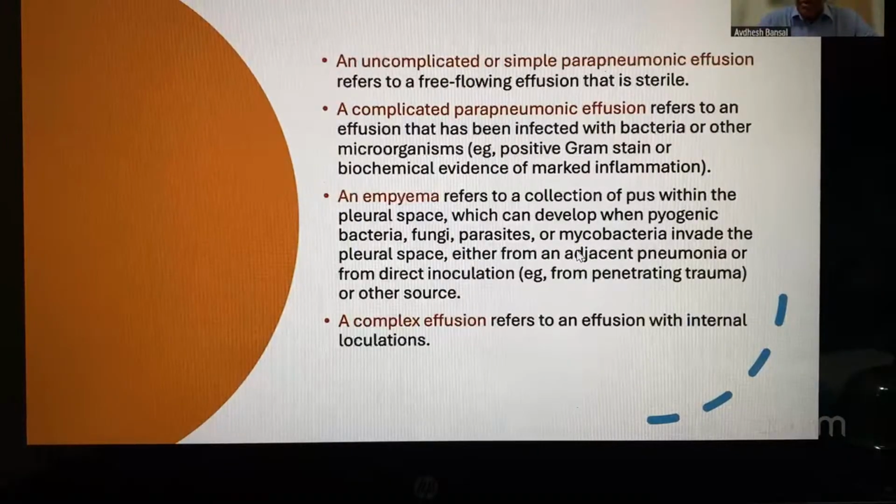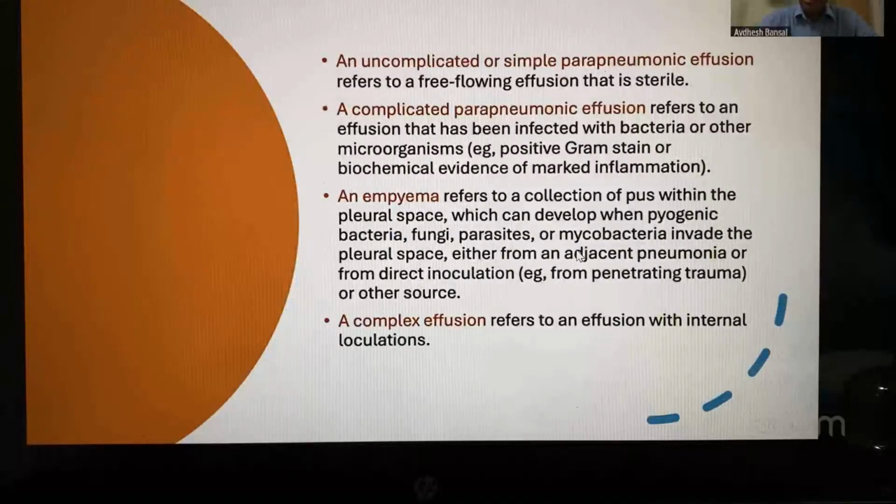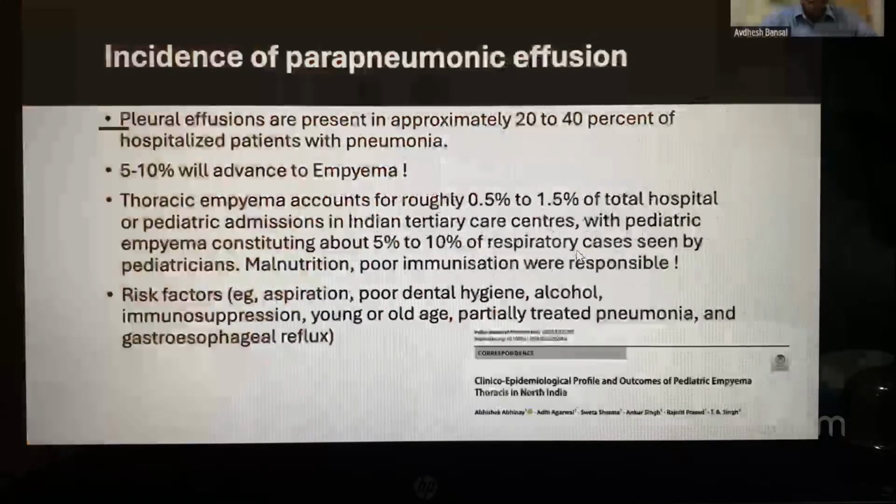And we call it complex effusion when we do an ultrasound and we see there are internal loculations, which could be either single or multiple. So a complex effusion is always a complicated parapneumonic effusion. So you need to remember this. When I use the term empyema loosely in this lecture, I would be mostly referring to complicated parapneumonic effusion.